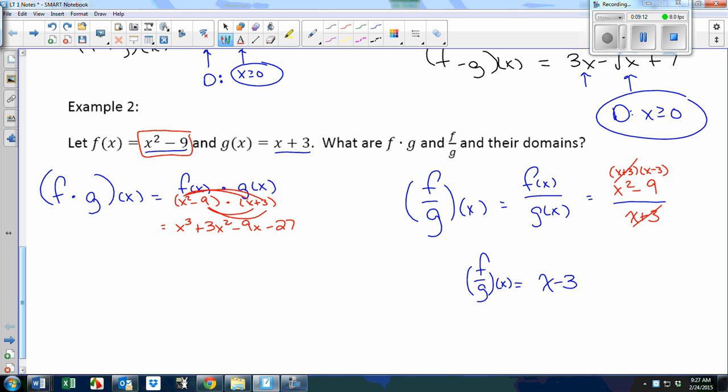All right, now let's answer domain. What is the domain of each? So let's explore all three, the f of x, the g of x, and its combined answer.